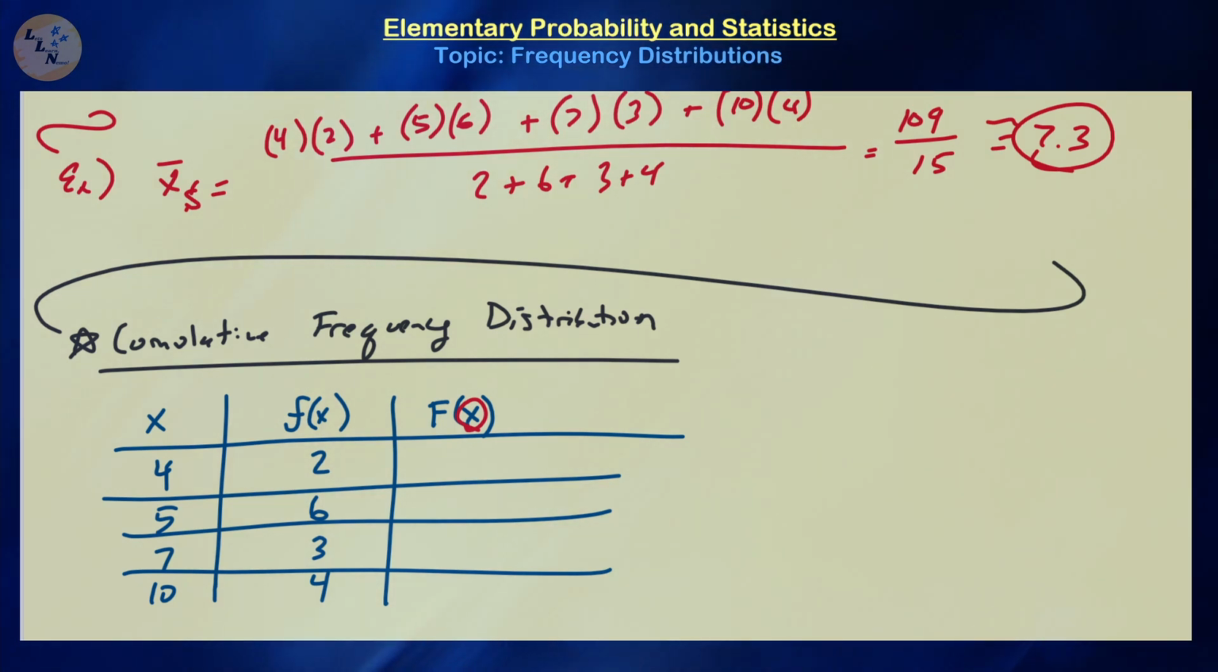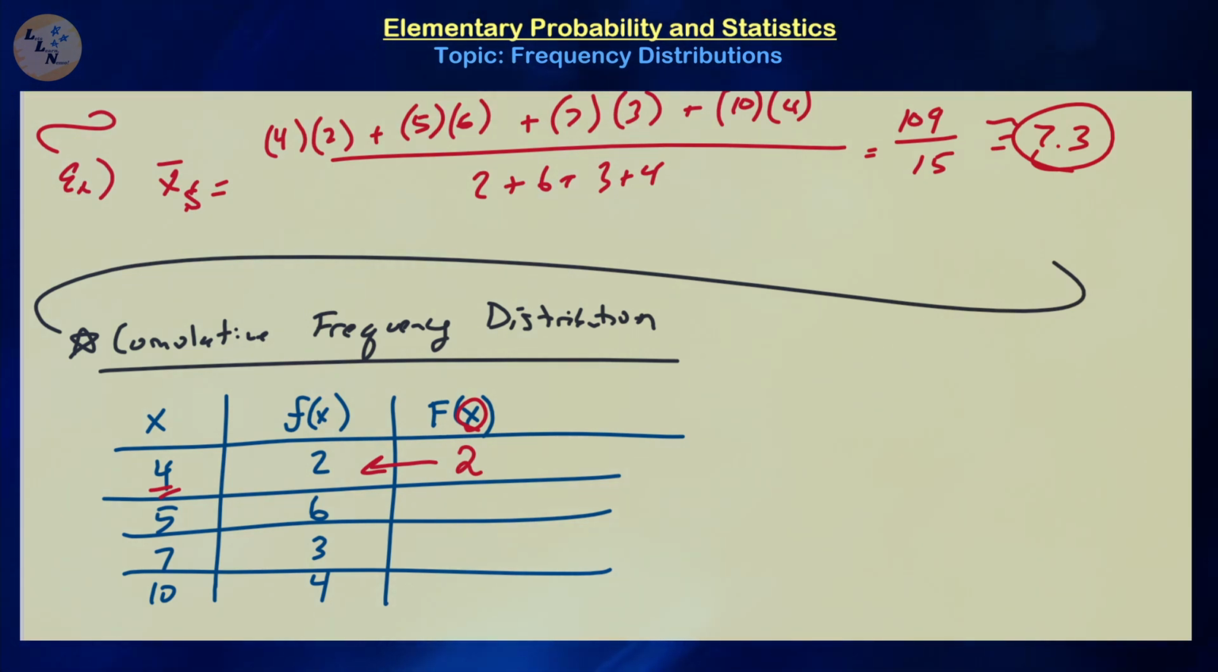So since 4 is the very first element of this particular data set, the cumulative frequency of 4 is just going to be equal to 2. It's just the frequency of that number. It's the least value. Now, stuff starts to get interesting when you proceed down the list.